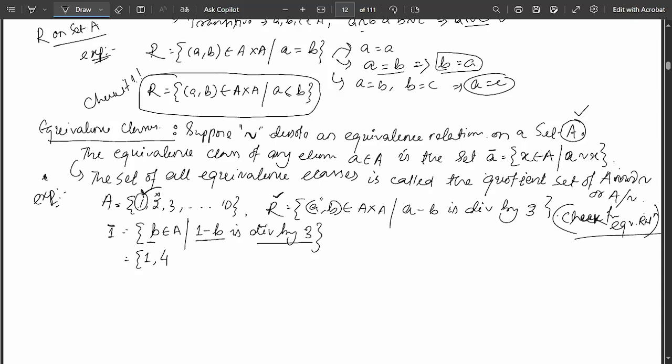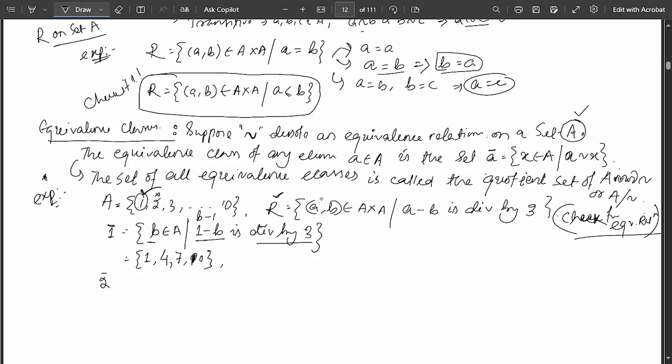7 minus 1 is 6, which is divisible by 3, so 7 is in. And 8 minus 1 is 7, not divisible by 3. Is it 8 minus 1 or 1 minus 8? Since it is an equivalence class and every element makes an equivalence relation with 1, by the symmetric property I can write 1 minus b or b minus 1; both are the same thing. 9 minus 1 is 8, not divisible by 3, so 9 is not in the equivalence class of 1. And at last, 10 minus 1 is 9, which is divisible by 3, so 10 is also in the equivalence class of 1.